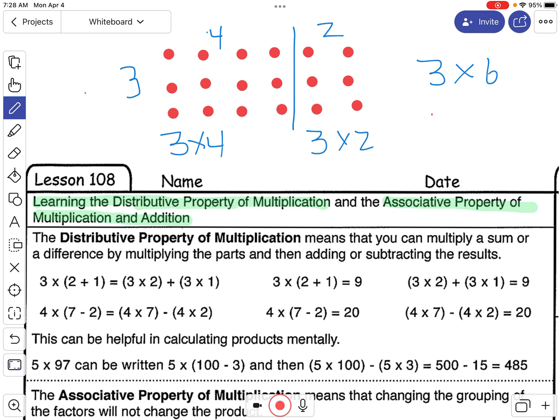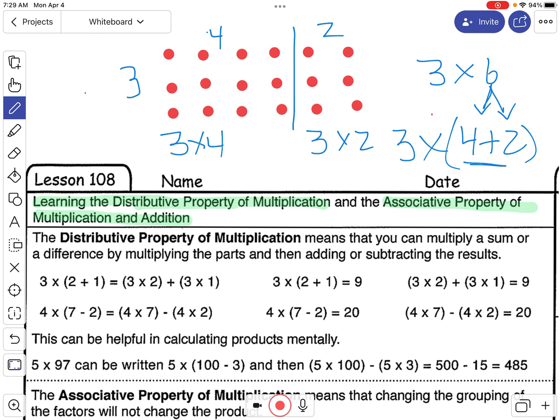Now, there's another way that I can write this. What I really did was I split the 6 up into 2 different numbers, 4 and 2. 4 and 2 make 6. And then I'm multiplying all of that by 3. 3 times 4 plus 2, right? And does that come out the same thing as 3 times 6? Well, 4 plus 2 is 6. So 3 times 6 is 18.